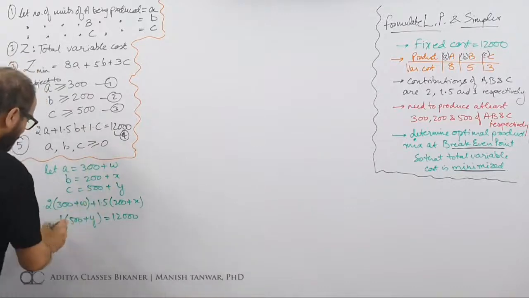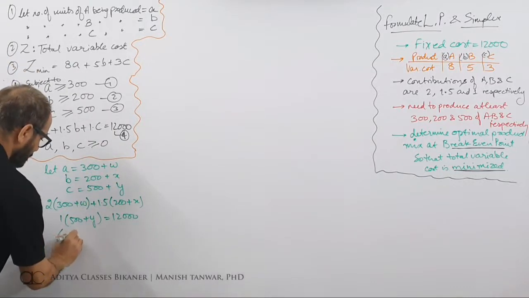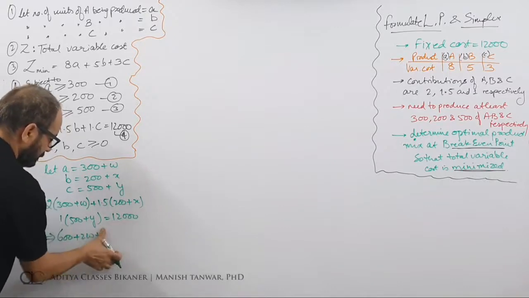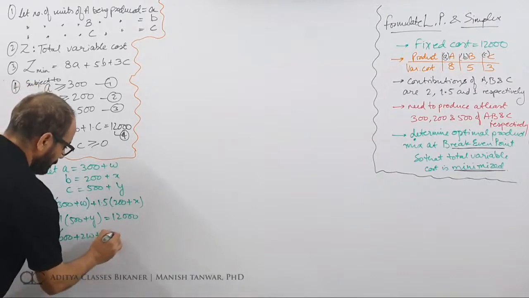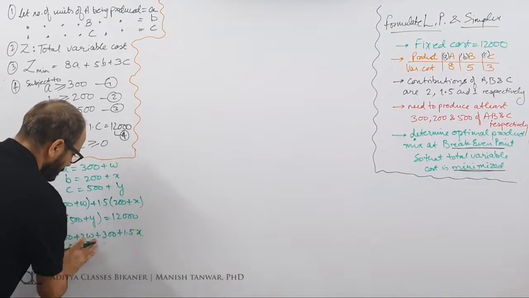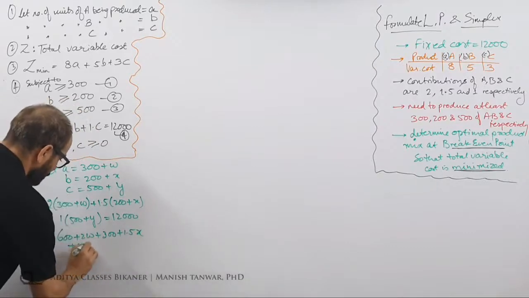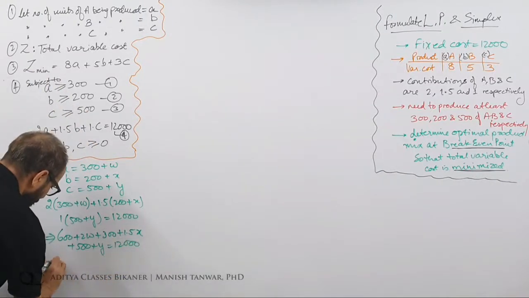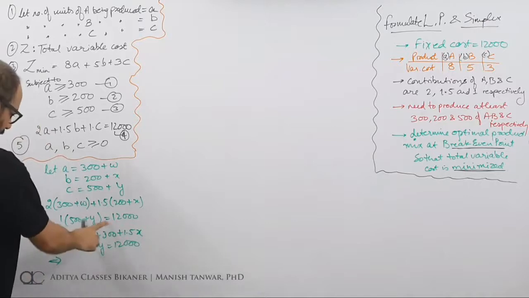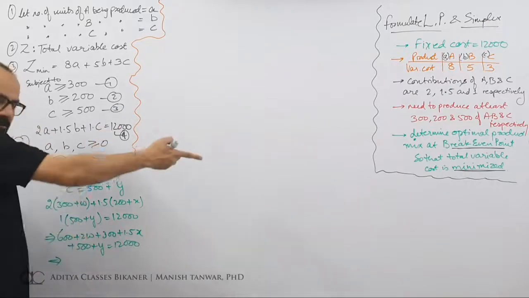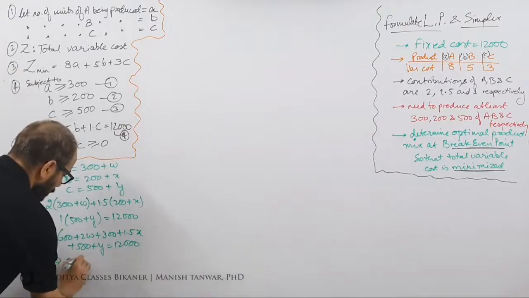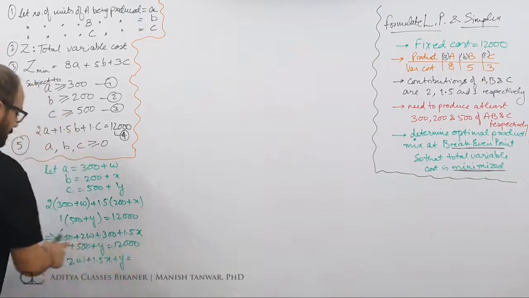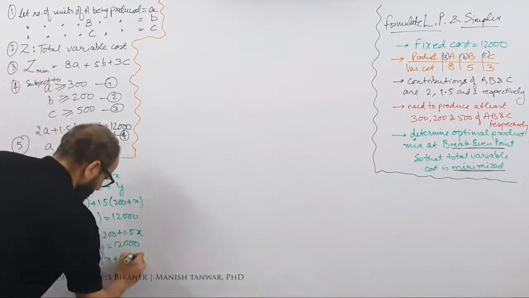Let me simplify this. After simplification, this becomes 600 plus 2W plus 1.5 into 200 would become 300 plus 1.5 X plus 500 plus Y is equal to 12,000. Making it 6 and 3, 9 and 5, 14. 1400 I can take onto that side. I will be left with 2W plus 1.5 X plus Y is equal to 12,000 minus 1400 would make it 10,600.